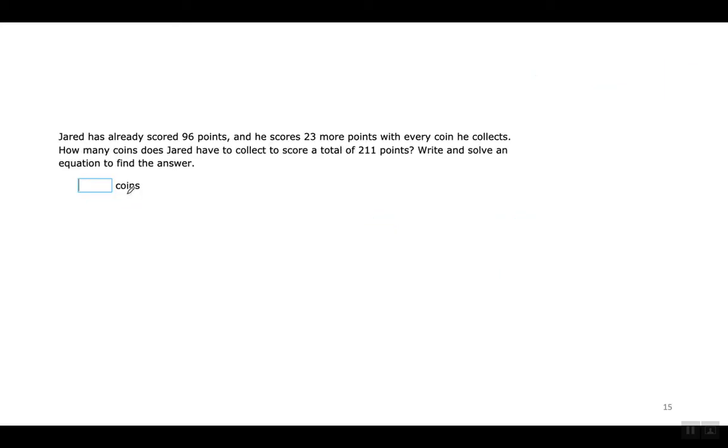Okay, next one. Jared has already scored 96 points. Jared ya tiene 96 puntos. So that's the y-intercept. And he scores 23 more points with every coin he collects. For every coin he collects, 23C. How many coins does Jared have to collect to score?